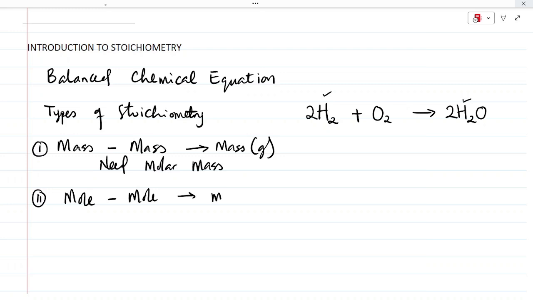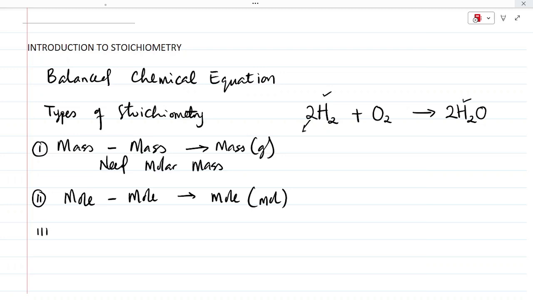Well, mole, the unit is always in mole. And then how do you get the number of moles? The number of moles is simply the number in front of the substance. An example here, the number of moles of hydrogen is 2. The number of moles of oxygen here is 1. There is no number in front of it. And the number of moles of water here is 2. That is the number in front of it, or it is also called the stoichiometric coefficient. So if you are dealing with number of moles, you just need this number in front of it.